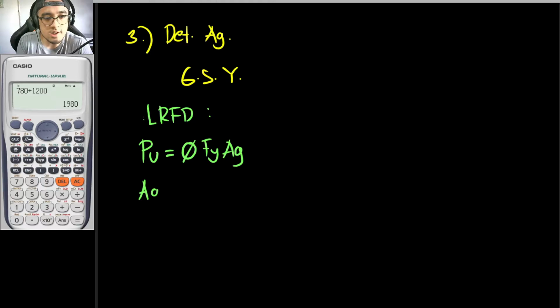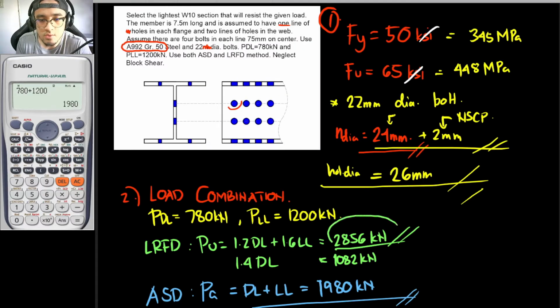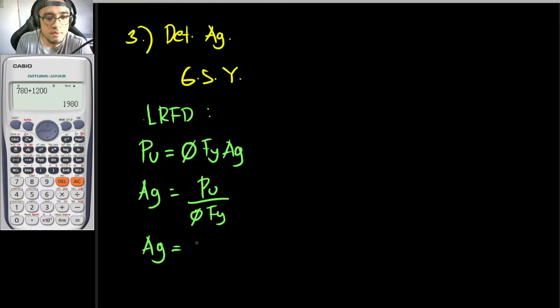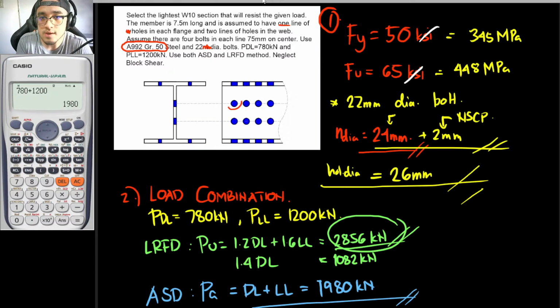So for our AG, this is to be equal to PU divided by phi times Fy. And substituting known values, guys, our AG right now is to be equal to PU, which is once again 2856 kilonewtons. And for phi, our phi is to be equal to 0.9. And our Fy is to be equal to, what is Fy once again? That is to be 345 megapascals.